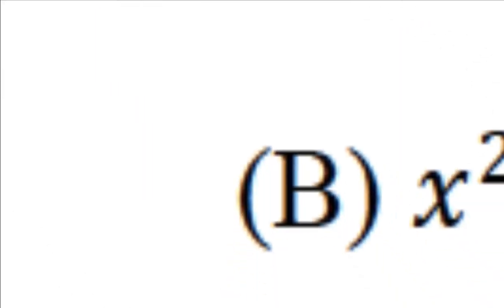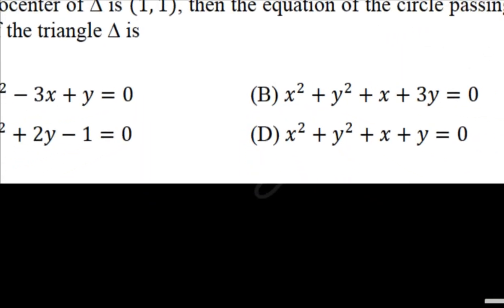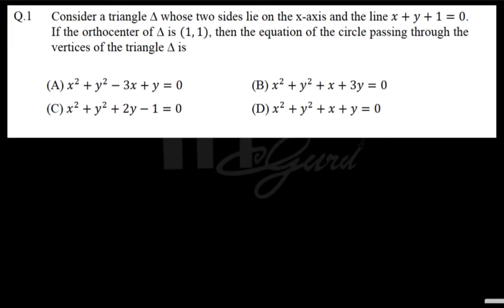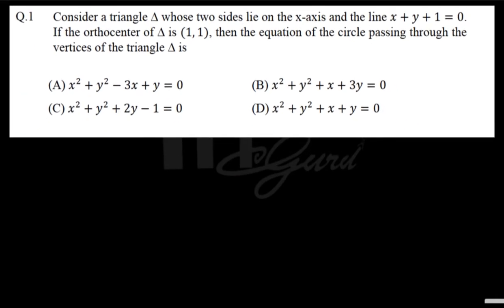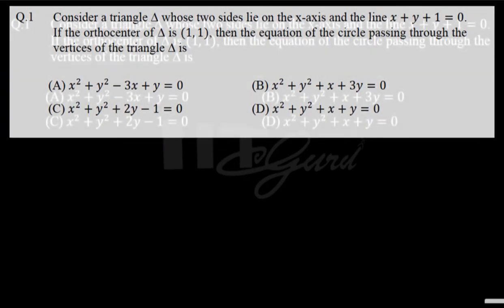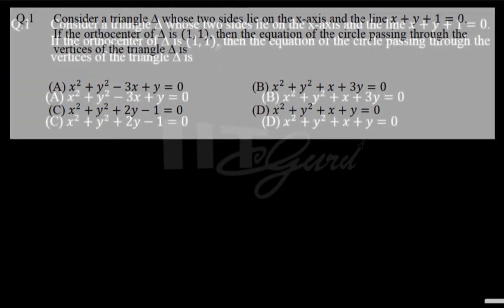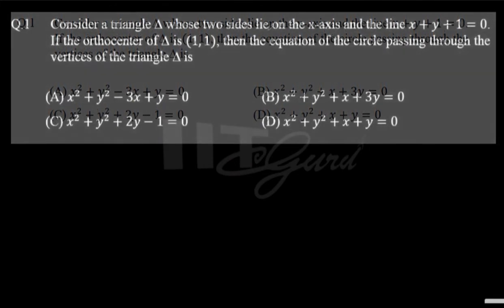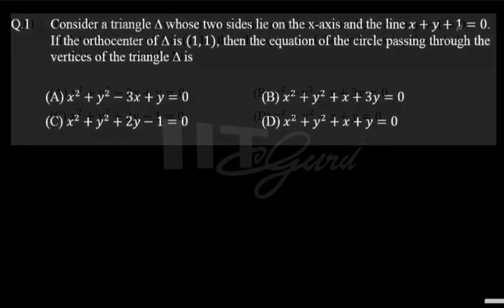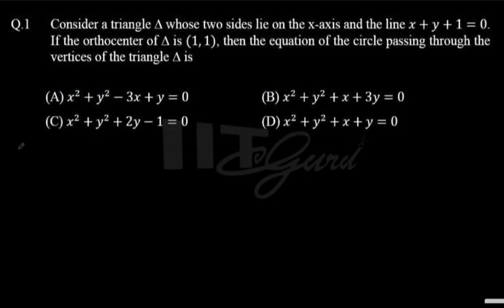Section 1. The question is asking you to find the equation of the circle passing through the vertices of the triangle. The triangle is described such that the orthocenter is (1, 1), and consider a triangle whose 2 sides lie on the x-axis and the line x plus y equal to 1. So here I will describe a couple of methods to solve this.